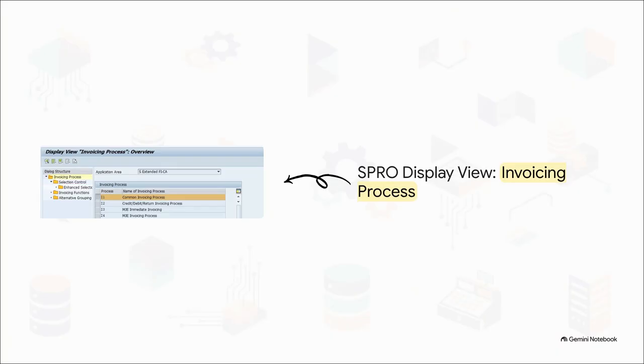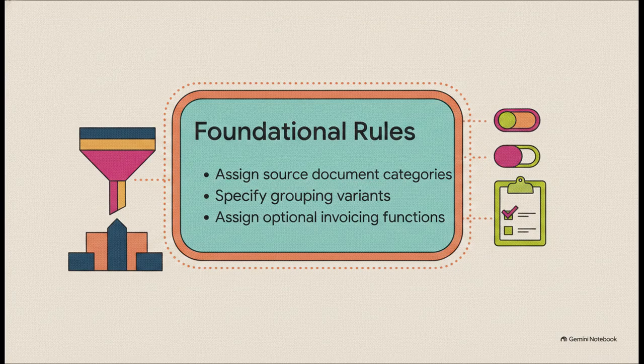And when you execute that step in the SAP GUI, you get this fantastic bird's-eye view of your invoicing processes. Now, the main task here isn't just naming a process. It's defining exactly which categories of source documents your system is even allowed to look at. At this foundational level, you're doing the heavy lifting that dictates system behavior. You're assigning source document categories, you're specifying grouping variants, which literally tells the system how to consolidate multiple billing documents into a single invoice. And super importantly, you're assigning your invoicing functions. Right here is where you decide what is absolutely mandatory for the system to process and what's just optional.